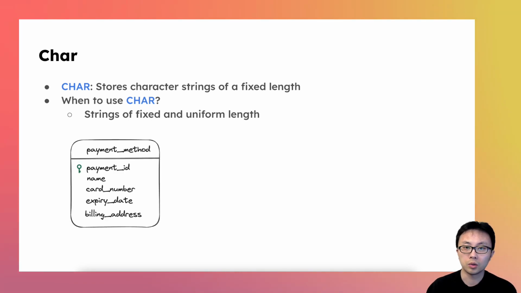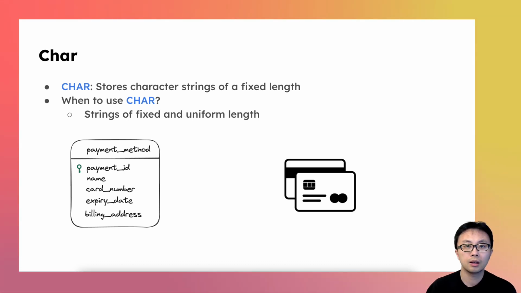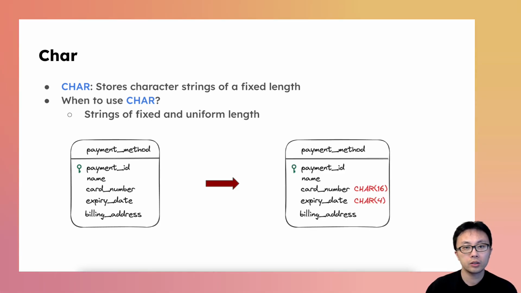For another example, the payment method entity represents different payment methods in the Sci-Fi Collective database. For all the credit and debit cards as payment methods, their card numbers have the same number of digits, which is 16. Beyond that, their expiration dates all have 4 digits. So it's safe to declare their data types as CHAR, and assign CHAR(16) to the card number attribute and CHAR(4) to the expiry date attribute.